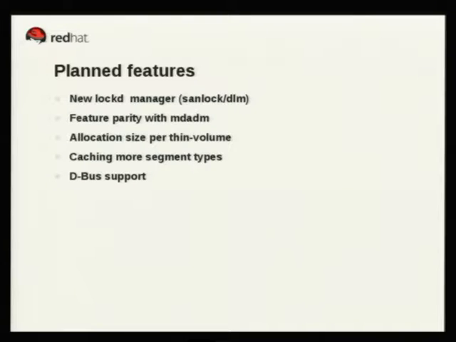So we will support a pre-allocation size per thin volume. So basically you will be able to allocate in half meg chunk sizes, but use the 64K chunk for the snapshot at the same time. So we think it will be a victory for the user.